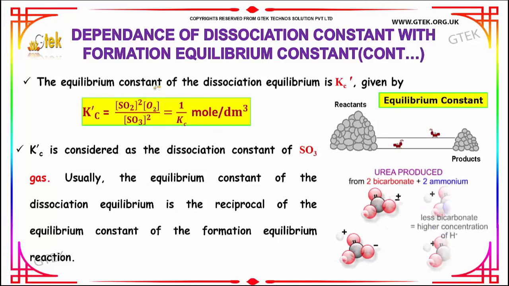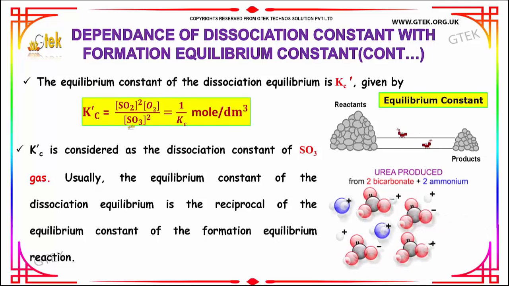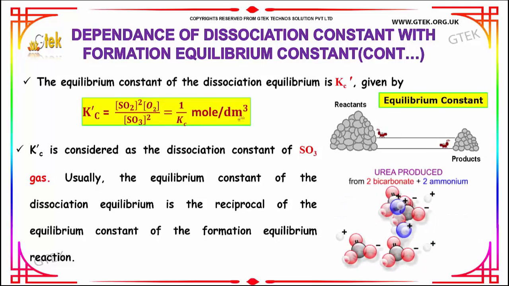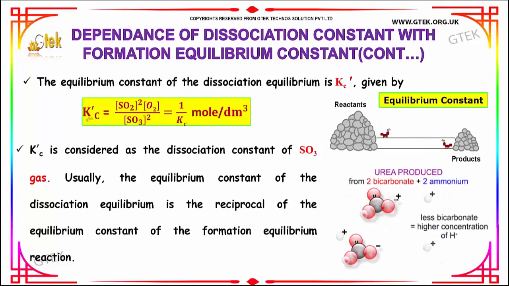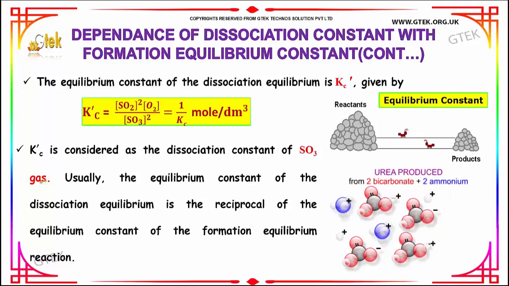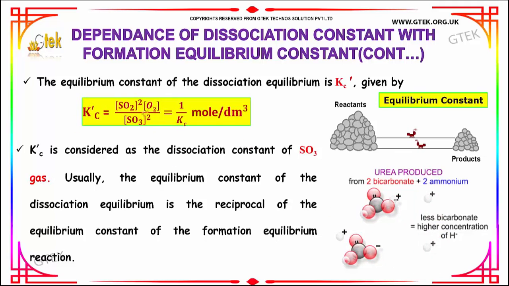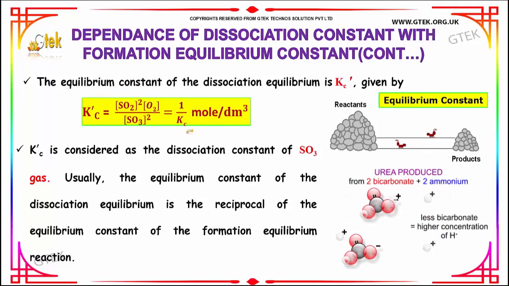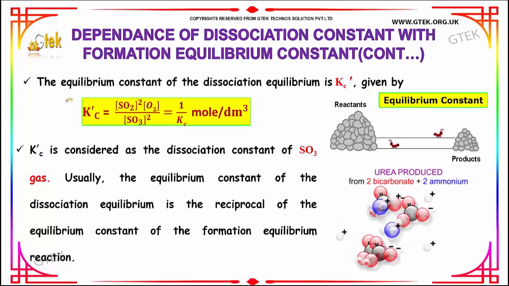So the equilibrium constant of the dissociation equilibrium is Kc dash, which is given as this. It is equal to 1 by Kc, in mole per dm³, where Kc dash is considered as the dissociation constant of sulfur trioxide gas. Usually the equilibrium constant of the dissociation equilibrium is the reciprocal of the equilibrium constant of the formation equilibrium reaction.